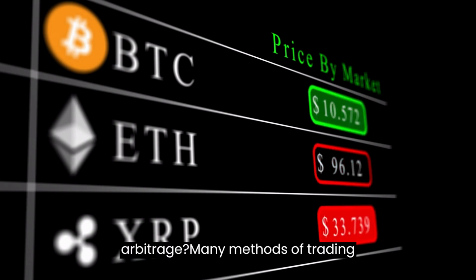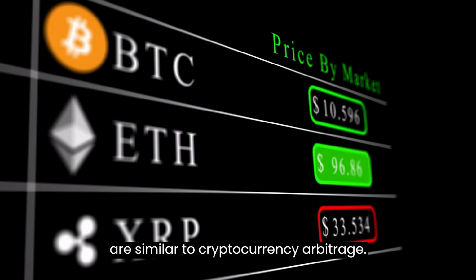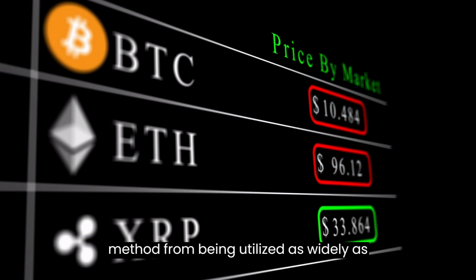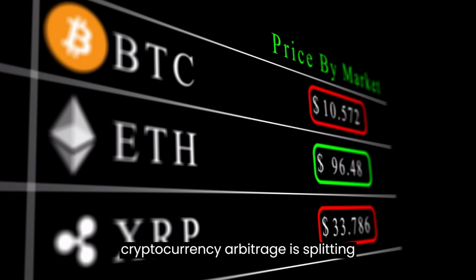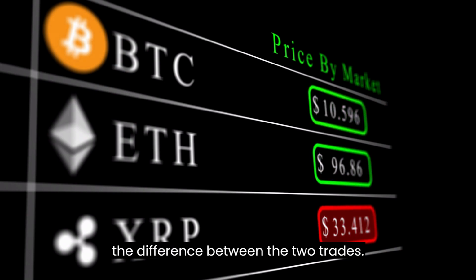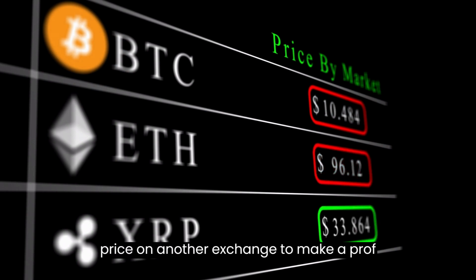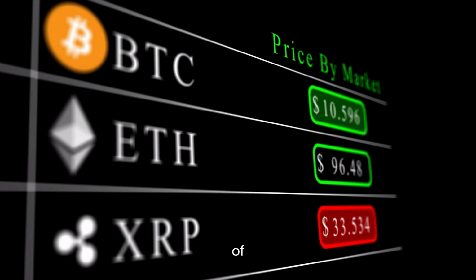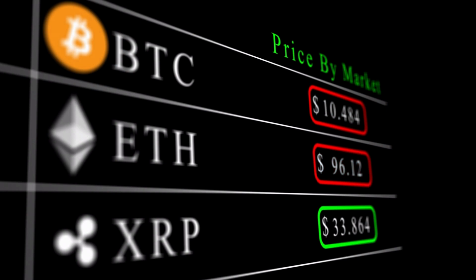Future of crypto arbitrage. Many methods of trading are similar to cryptocurrency arbitrage. However, some complications prevent this method from being utilized as widely as it could be. A variation of cryptocurrency arbitrage is splitting the difference between the two trades. This involves buying a cryptocurrency at one price on one exchange and selling it at a higher price on another exchange to make a profit using a combination of both options. The difference between the two trades is called the bid-ask spread.